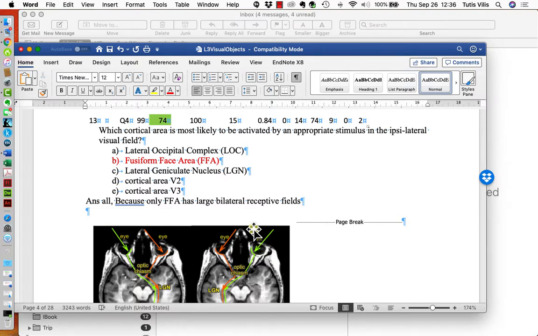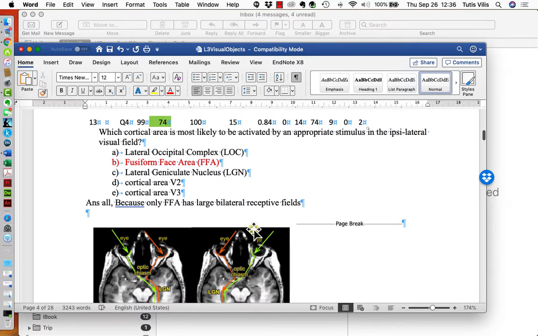And the one that had the lowest score was this one. Which cortical area is likely to be activated by an appropriate stimulus to the ipsilateral visual field? Okay, everything in terms of visual stuff and also touch, most of the senses cross over. So the left hemisphere is representing things to your right. Okay, so it's always contralateral, except in a few cases.